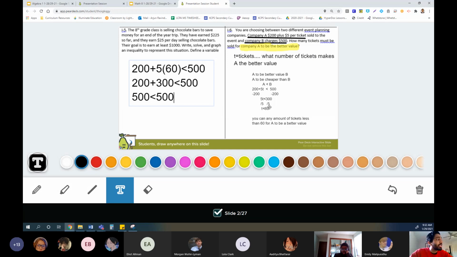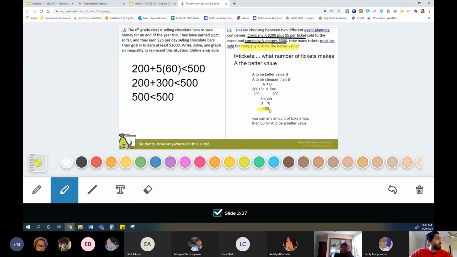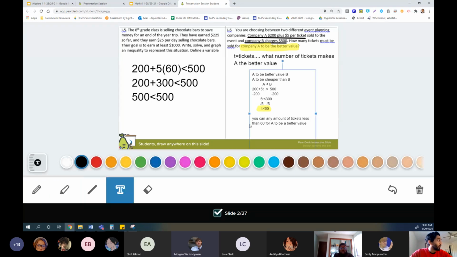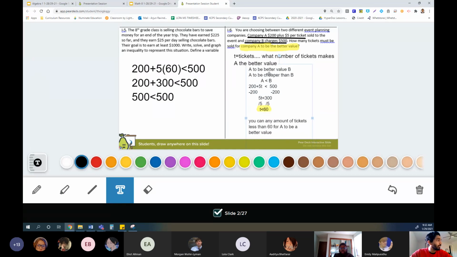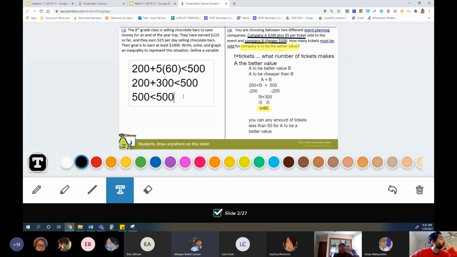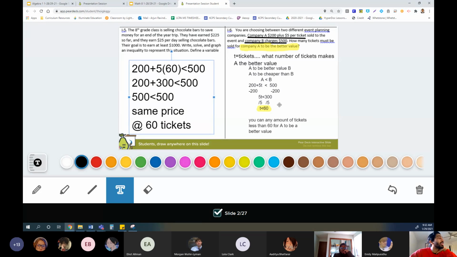So if you sell exactly 60 tickets, Morgan, which company would you choose? Company A. Why? Because it's cheaper. Is it cheaper? Look, we just did the math. 5 times 60, same price. It's the same price. So which one would you choose? Company B, or both, or either. Or either, yeah, that's the real answer, is that they're equal.